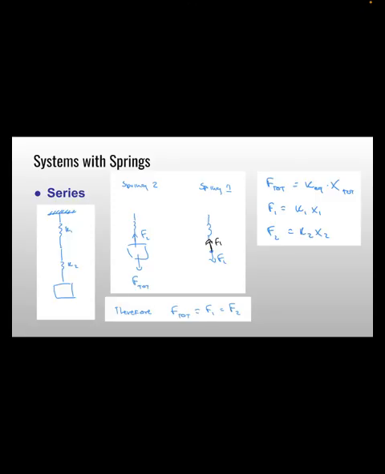And if we analyze each spring individually, then F1 would be equal to K1 times X1, and F2 will be equal to K2 times X2. Now, the total displacement that the system will stretch will be equal to X1 plus X2. So if I solve for displacement in each of these three equations, I would get something like this, where the total displacement is equal to X1 plus X2.